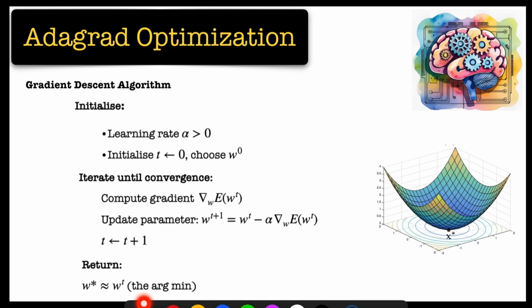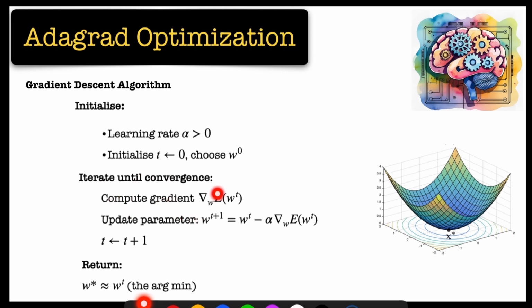So, a different type of optimization algorithm. Before starting, let's have a quick recap of the vanilla gradient descent algorithm. We initialize the learning rate. We start with the first iteration, the 0th iteration. We choose some random weights, and then we iterate until convergence.